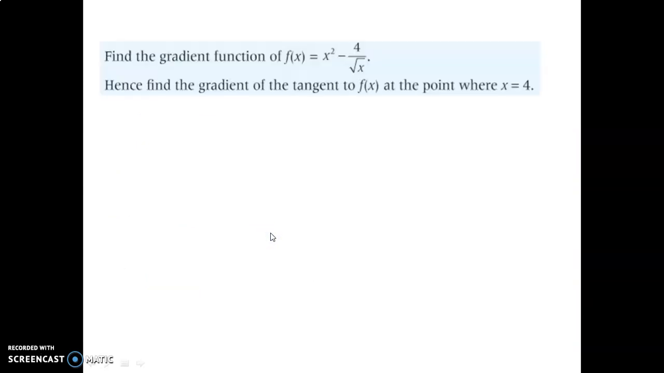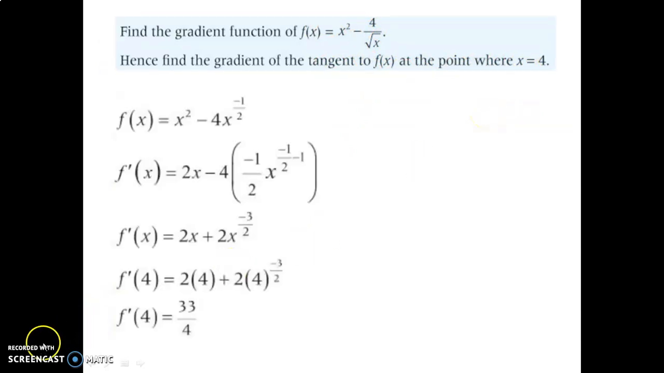All right, so let's do a question. Try this one out. Here is a function. We need to find the gradient function. And then using that gradient function, we're going to find the slope, the gradient of the tangent, which means the slope of the tangent at the point x equals 4. So find the derivative function and then put 4 into it, and you'll know the gradient at that point.